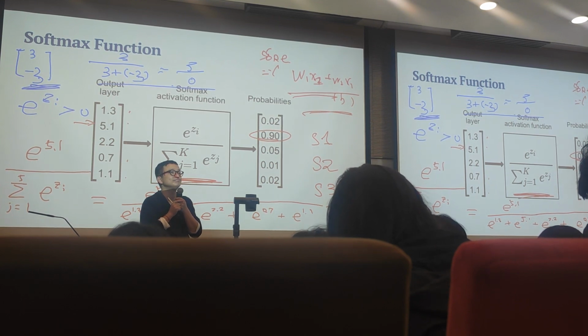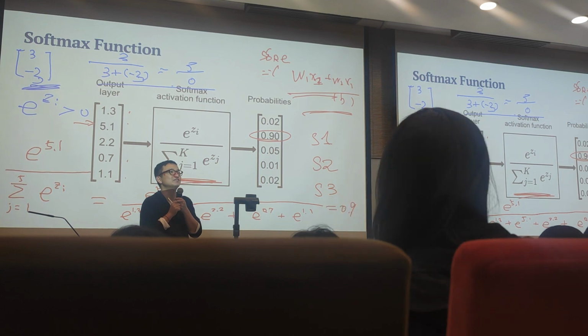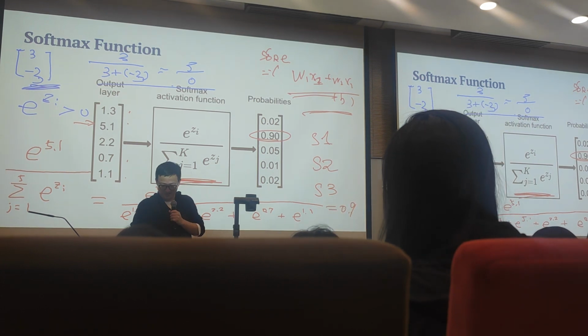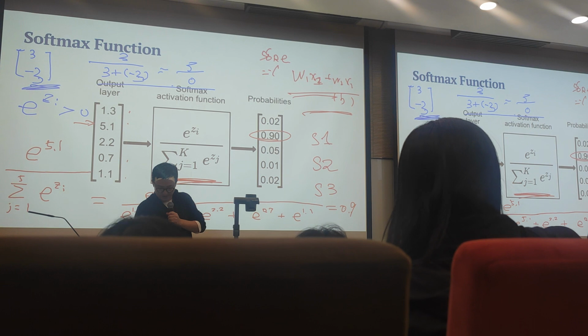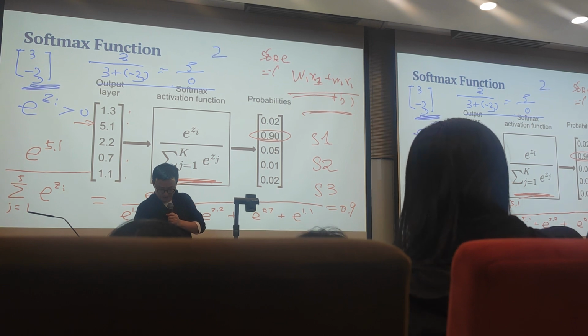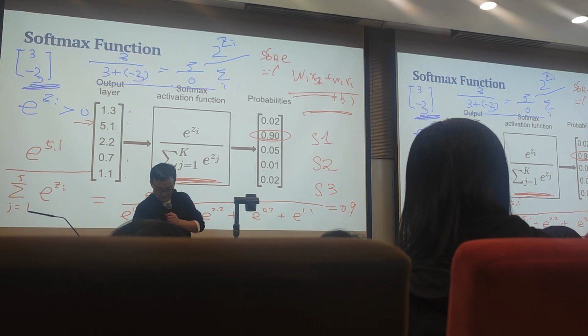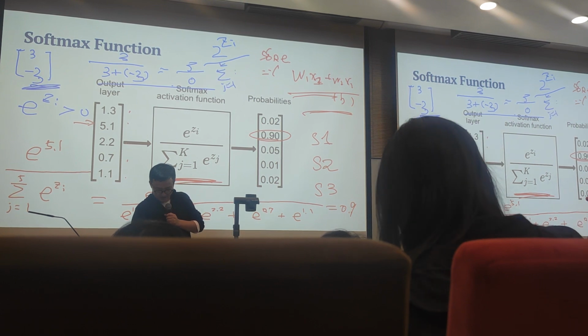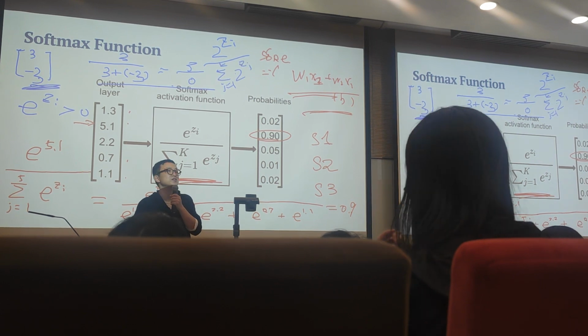Why do we use E? Can I use 2? Okay, so basically the question is, can we use, say, 2 to the d_i divided by the sum over j equals 1 to k of 2 to the e_j? That's your question, right? Yes.